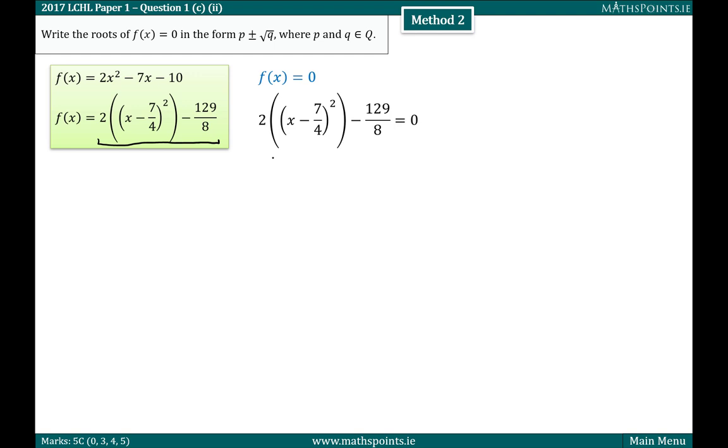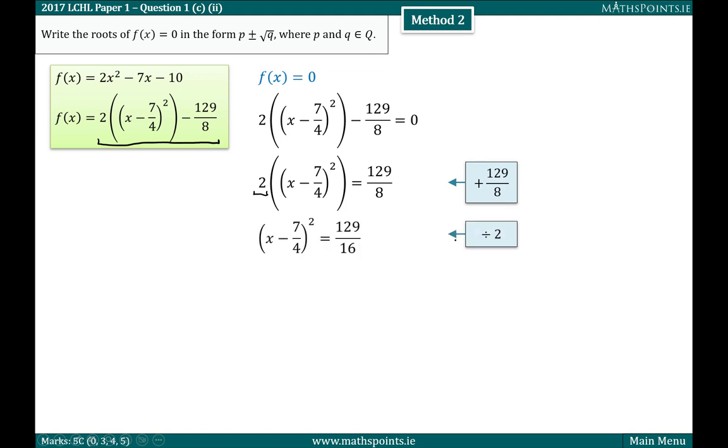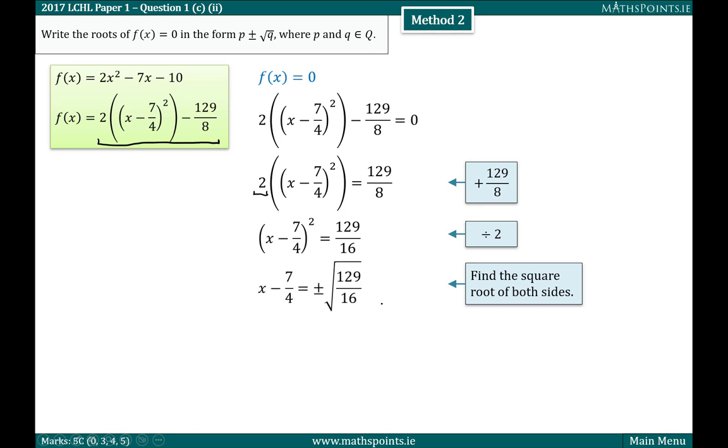The first thing we're going to do here is add 129 over 8 to both sides. That gets rid of it from the left and it adds it onto the right hand side. Next, we're going to divide by this 2 that's in front of our bracket. So this is going to become x minus 7 over 4 squared equals 129 over 16. We're then going to get the square root of both sides. If we get the square root of both sides, the left hand side, x minus 7 over 4, will equal plus or minus root 129 over 16.